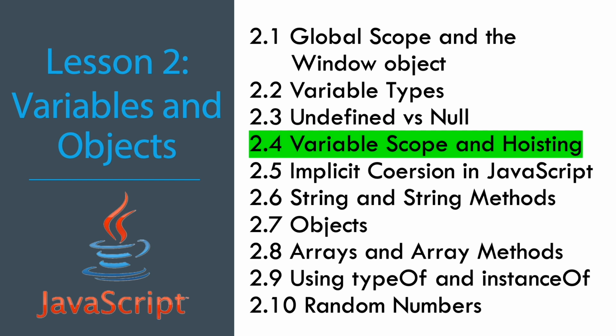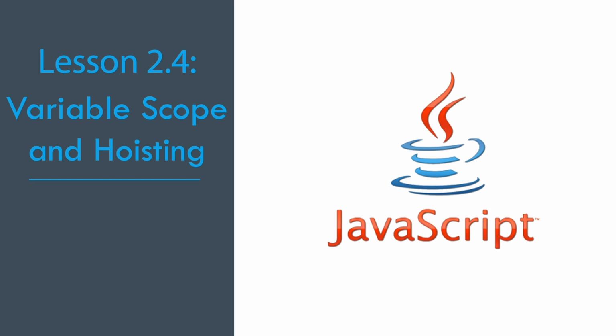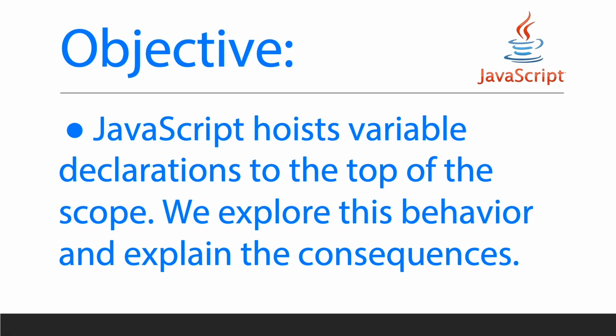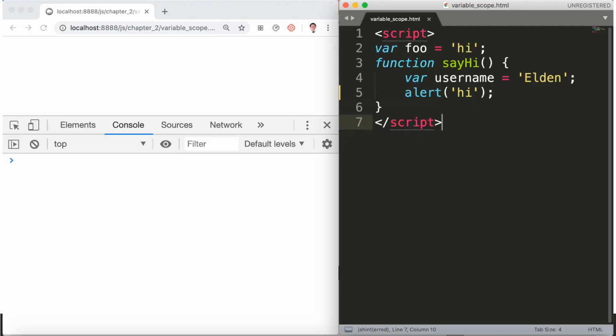Again, this lesson covers variable scope and hoisting. Lesson 2.4. The objective of this lesson is to comprehend the details of variable scope. So if you have the variable_scope.html file open, then we'll see our code like this. Var foo equals hi, function sayHi, var username Elden, alert hi.